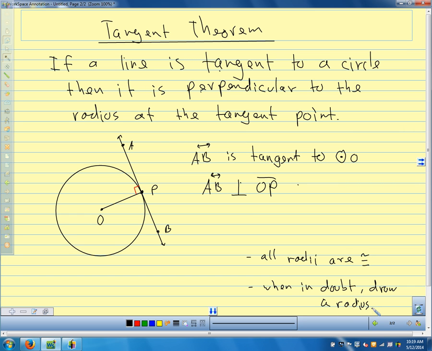So we can draw in a radius to the circle to help us solve problems. Kind of like when we talked about similarity, we said when in doubt, write a proportion. When we're dealing with circles, when in doubt, draw a radius. We'll use those as we go through a couple of examples here. Any questions on what the tangent theorem is telling us?